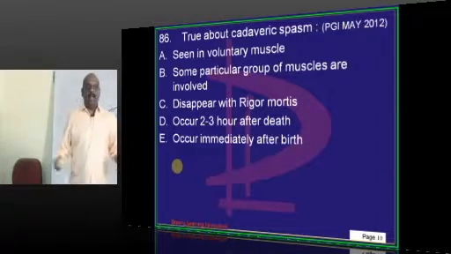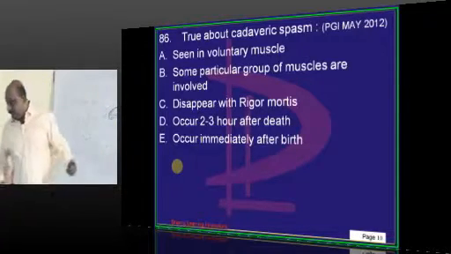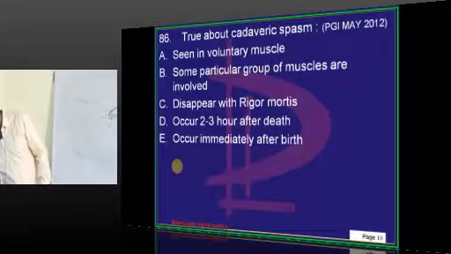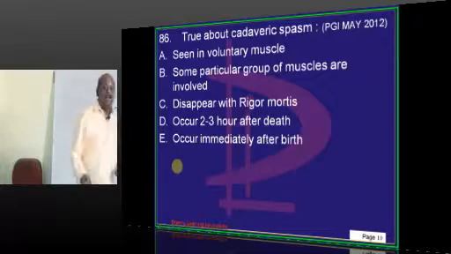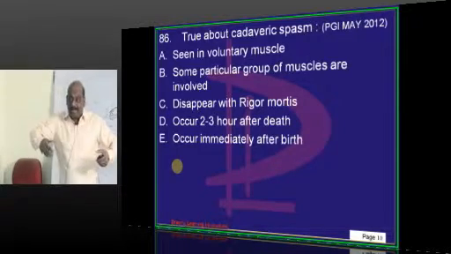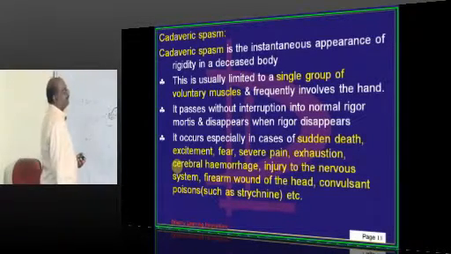Then cadaveric spasm. Cadaveric spasm doesn't wait for anything. Yes, the answer is right below the liver. So cadaveric spasm is called instantaneous rigor. Whenever there is any firearm injury or the patient has a neurological trauma at the time of death, that leads to the development of instantaneous rigor, which is then called cadaveric rigidity. Until the rigor mortis persists, cadaveric rigidity also persists, is what you need to remember.